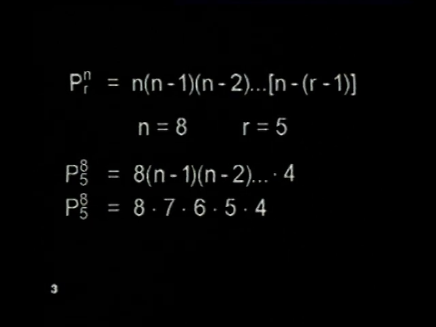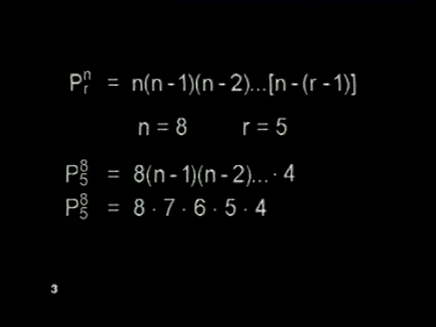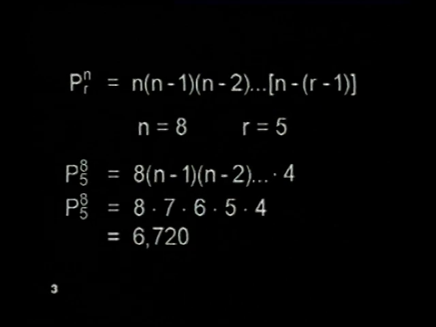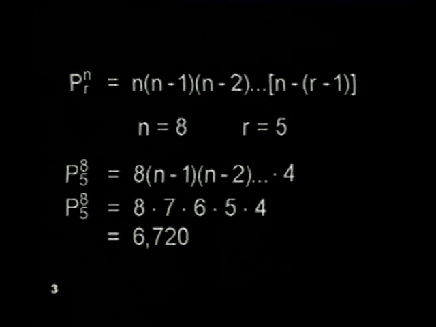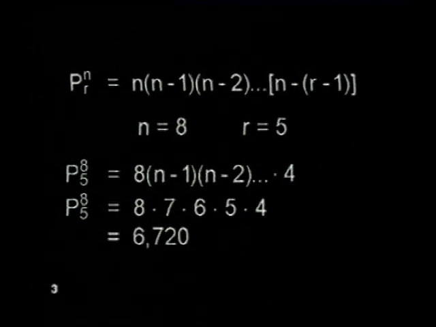All of the integers between 8 and 4 make up the other factors. Therefore, the multiplication series is 8 times 7 times 6 times 5 times 4. The product of these factors is 6,720. Therefore, the elements of set X can be arranged 6,720 different ways when taking 5 elements at a time.